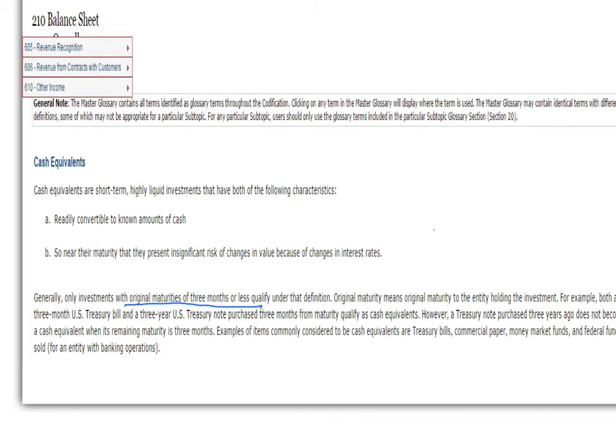For example, both 3-month U.S. Treasury bills and a 3-year U.S. Treasury note purchased 3 months from maturity qualify. However, a Treasury note purchased 3 years ago does not become a cash equivalent when its remaining maturity is 3 months. And that would seem to be the answer. Since it does not qualify as cash or cash equivalent, don't know that we can make a case for it being a current asset. So this is the source of my conclusion that the Treasury note not be reclassified.